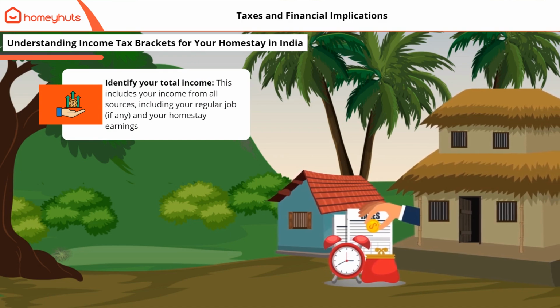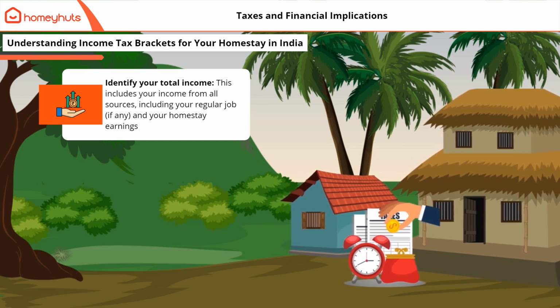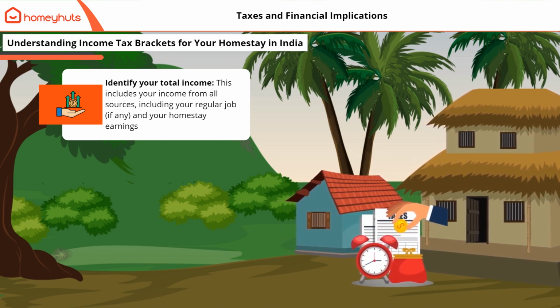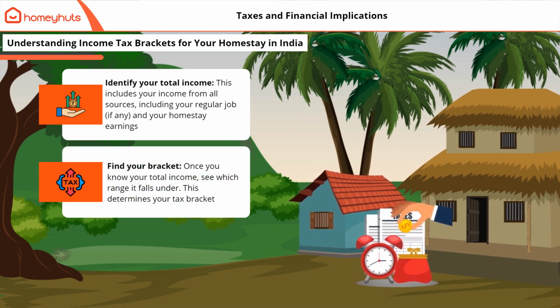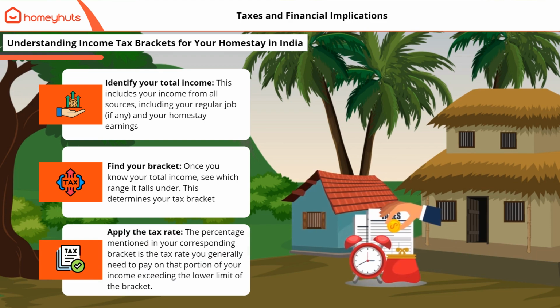Let's understand how this applies to your homestay. Identify your total income. This includes your income from all sources, including your regular job, if any, and your homestay earnings. Find your bracket. Once you know your total income, see which range mentioned in the table it falls under. This determines your tax bracket. And apply the tax rate. The percentage mentioned in your corresponding bracket is the tax rate you generally need to pay on that portion of your income exceeding the lower limit of the bracket.